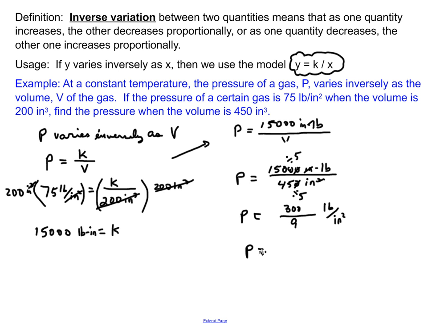And it looks like this is divisible even further, right? 300 and 9 are both divisible by 3, so that makes this 100 divided by 3, which we could also write as 33.3 repeating pounds per square inch. So our pressure at 450 cubic inches is 33.3 repeating pounds per square inch.